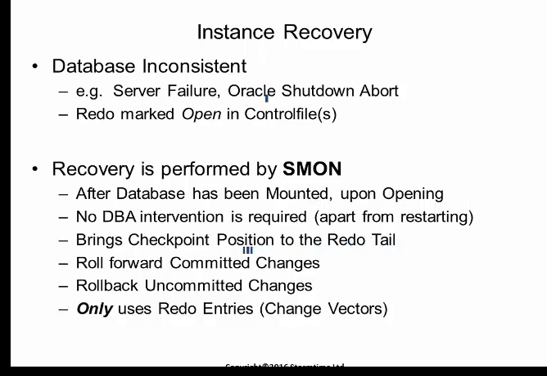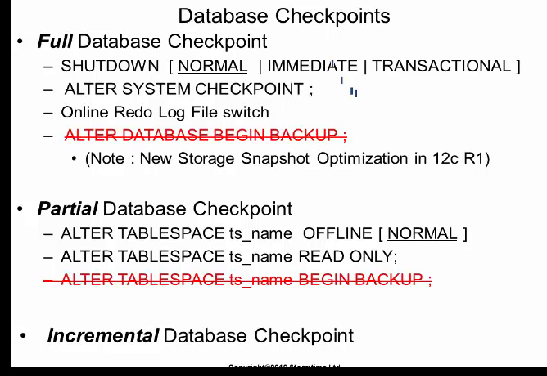So it brings the checkpoint position, which is where the checkpoint is up to, to the redo log tail, which is where we're currently writing to. It rolls forward any committed changes, and it rolls back any uncommitted changes. The important point is this one: it only uses redo entries. It doesn't refer to the undo tablespace at all. So if we now talk about checkpoints, checkpoints are a balance between recoverability times and ongoing performance.